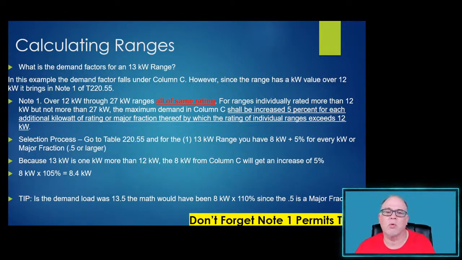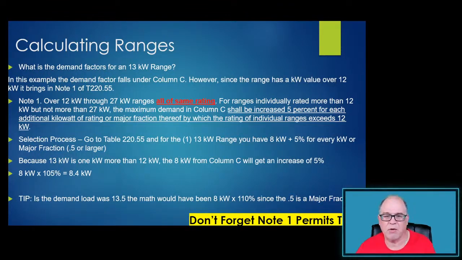So go to table 220.55. Now, we have one 13 kW range. It says to increase the maximum demand in column C by 5% for every kilowatt that exceeds 12. Well, how many exceeds 12? It exceeds 12 by 1 kW, because 12 to 13 is 1 kW. So note 1 tells us to increase that 5%. So we have to increase the 8 kW, which is the maximum demand in that table, by 5%. So what do you do?